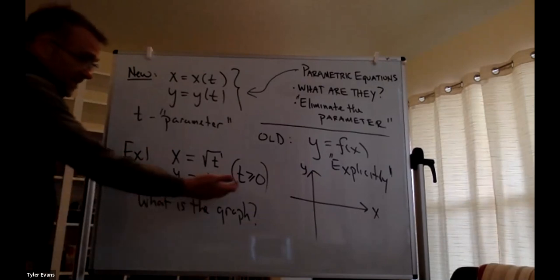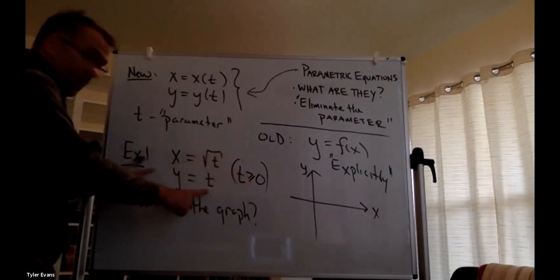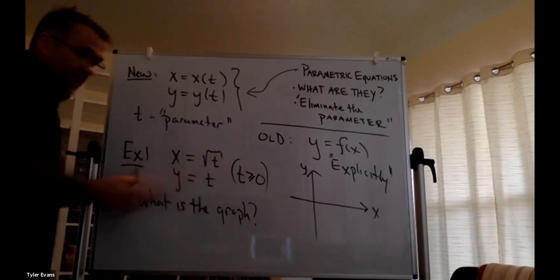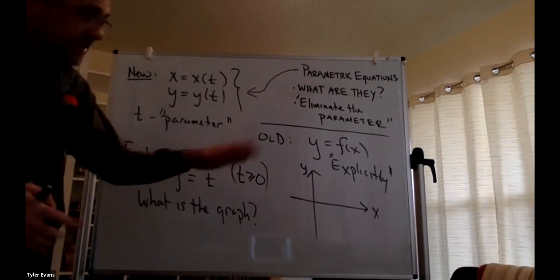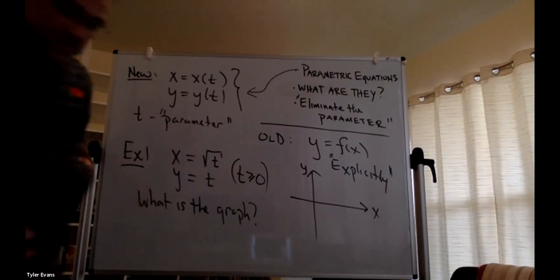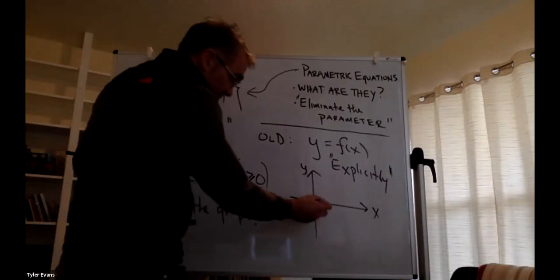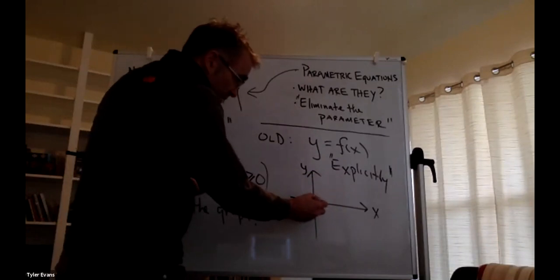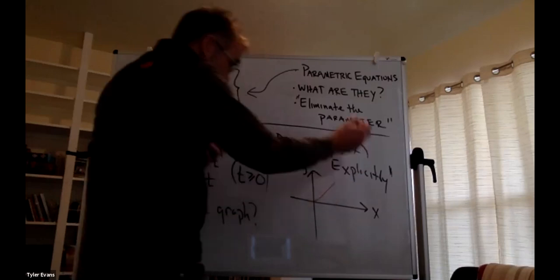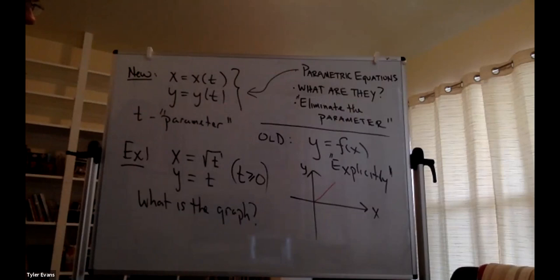And in fact, as T is bigger, both X and Y get bigger, but Y is going to get bigger a little faster than X because Y is equal to T and X is kind of behind it. It's the square root of T. The square root of a number bigger than 1 is less than the number. So I can kind of visualize what that looks like. The graph is over here. I'm not trying to actually draw it, but X and Y both get bigger and Y gets bigger a little faster than X.